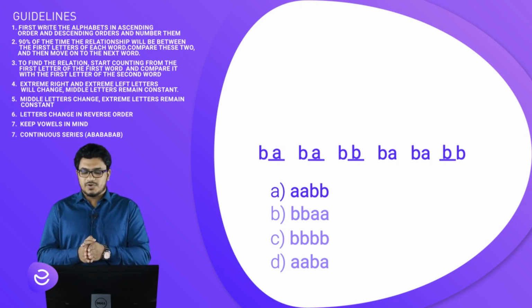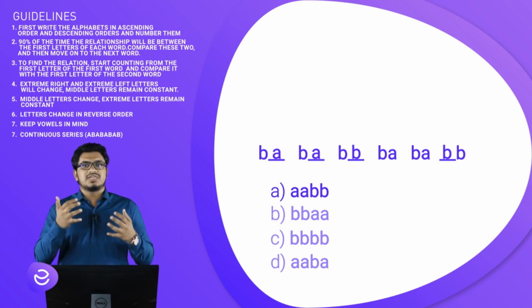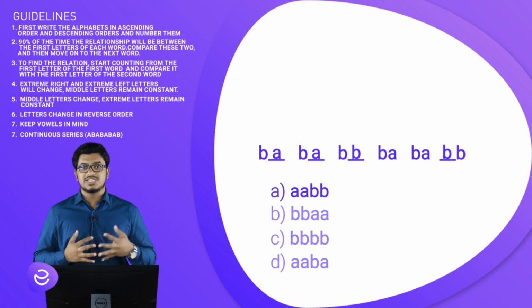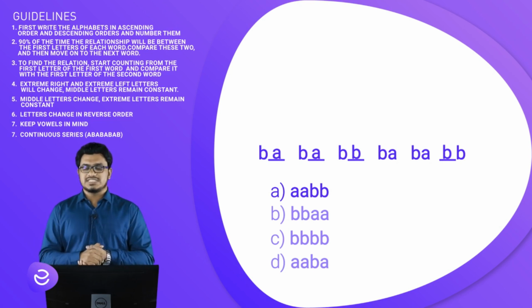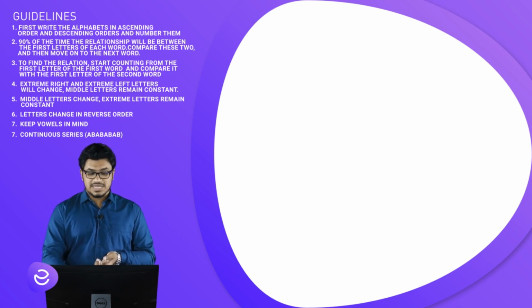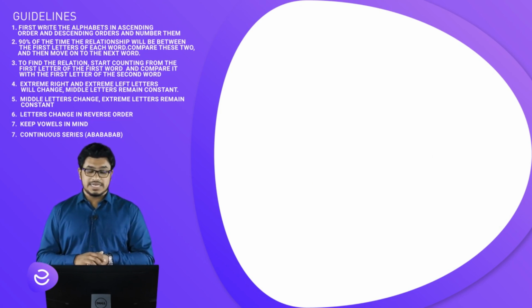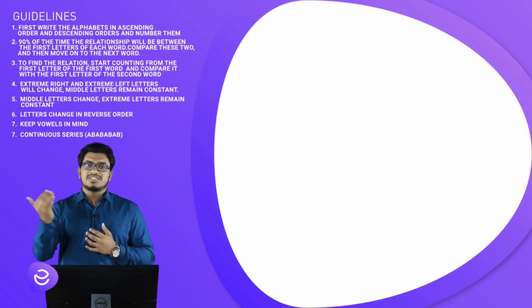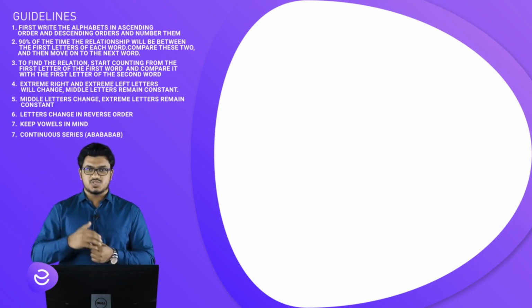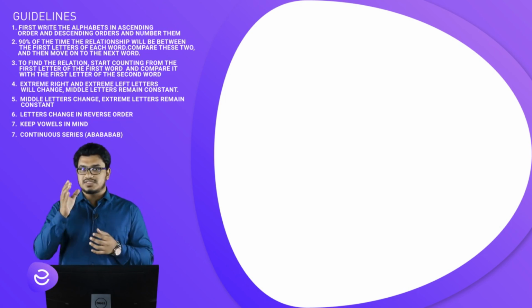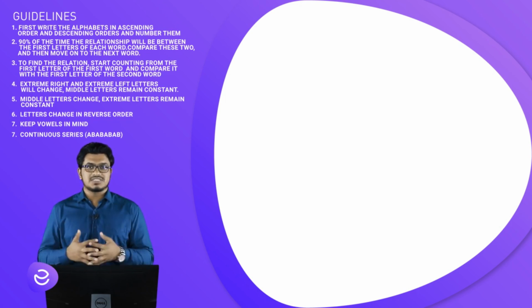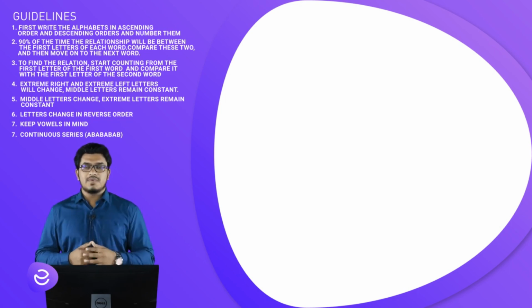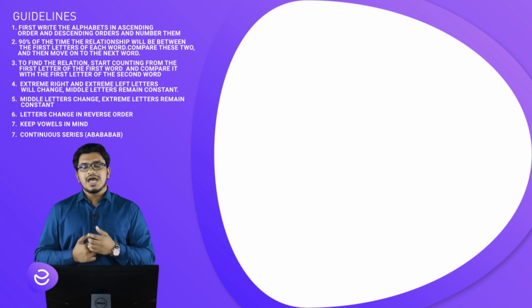In this question, what you have to do is compare the answers with the blanks in the question, and then you get the continuous series, in the letter series type of questions. So, these are the guidelines for the letter series type of question which you will get in the NET exam. You will have to write the alphabets in the ascending and the descending order, and number them. Then you will have to find the relationship between the first letter of each number, the second letter of each number, and so on. You have to check the extreme letters and the middle letters, whichever is staying constant and whichever is changing. You have to keep the vowels in mind, and you will have to practice doing the continuous series.